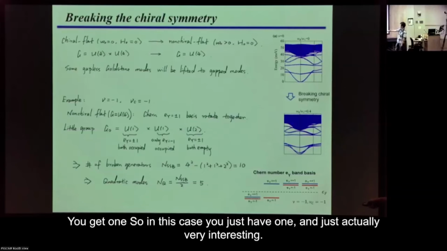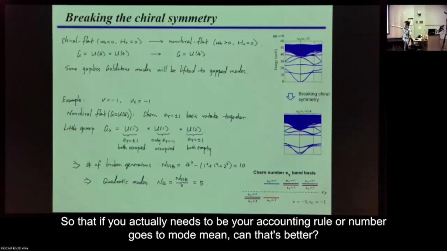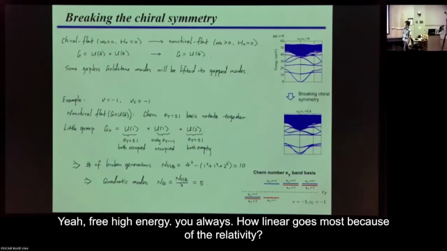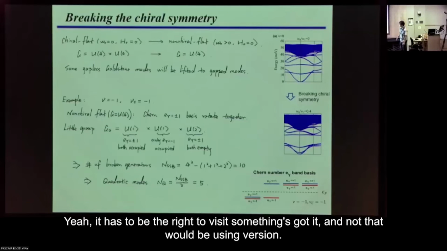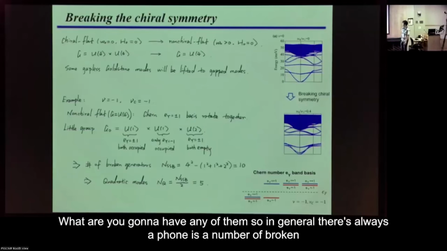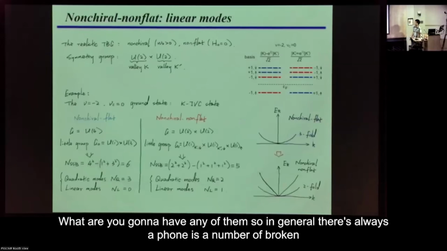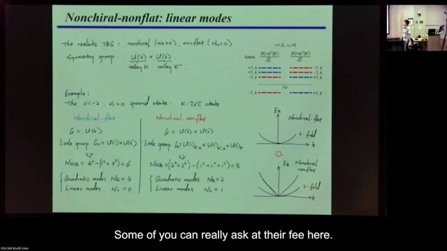But in this case, remember that you need to rotate the Chern +1 and -1 together. So now the little group has 3 components. One is rotation within fully occupied spin lines, one is the rotation within half occupied spin lines, and one is within the empty spin lines. So in this way, you find the little group, and you can similarly calculate the number of generators. In this case, it's 10, which gives you 5 quadratic modes. And the modes are not always quadratic.